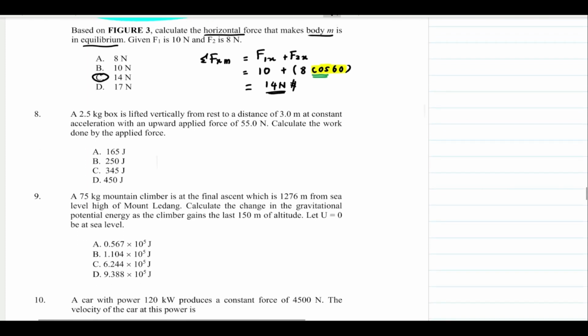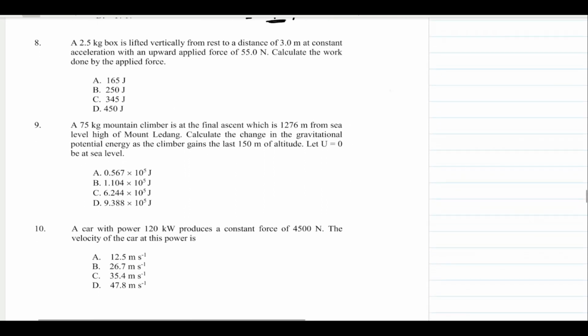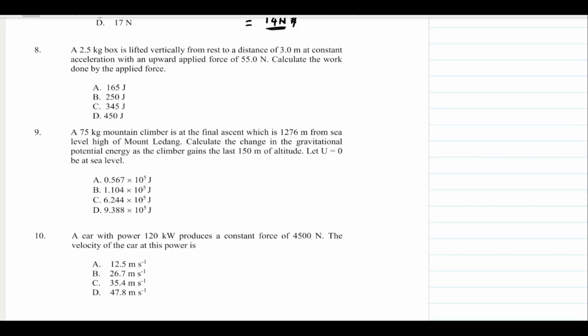Okay. Alright, question number 8 pula. So here we have a 2.5 kg box. Okay, contoh kita ada box dekat sini, and then it is lifted vertically from rest to a distance of 3 meter at constant acceleration. So maknanya kita angkat box ini pada satu ketinggian lah. Contoh sampai sini kan. Okay. So berapa ketinggian dia, soalan bagi tadi berapa? 3 meter. Saya letak H.